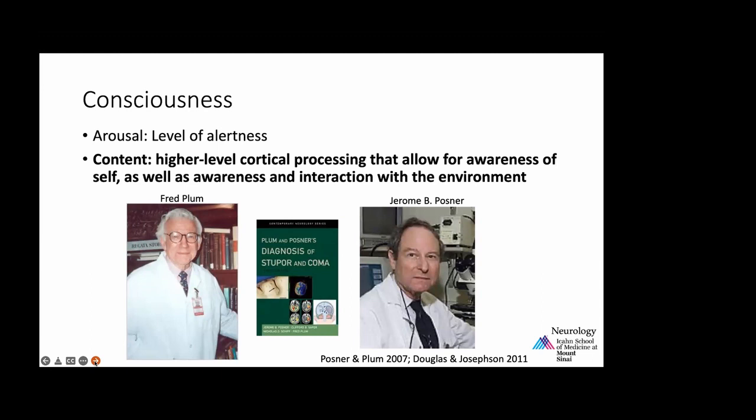So that's the GCS, and that's when we're thinking about arousal and that first portion of consciousness. And then the second portion is where it becomes neurology in a lot of ways. It's the higher level cortical processing. It's the content of thought. And this is where it gets complicated.